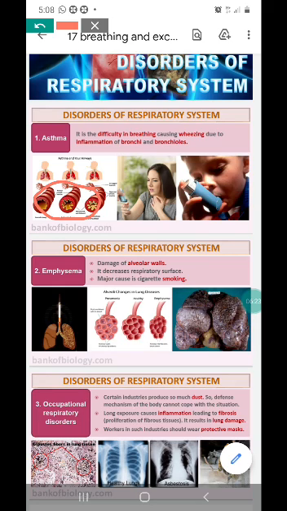The third and most common of the diseases of the respiratory system is the occupational respiratory disorders. Now people work in many different places, like working in the places where asbestos is made. So they are exposed to the dust from this asbestos. They are working in coal mines and places like that.